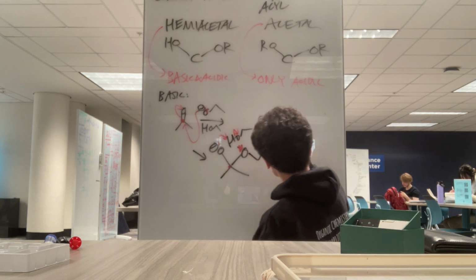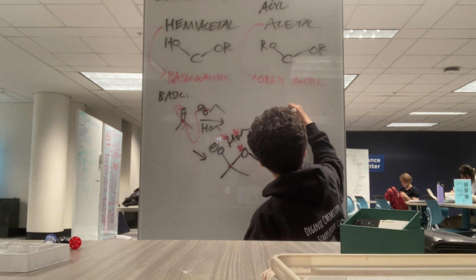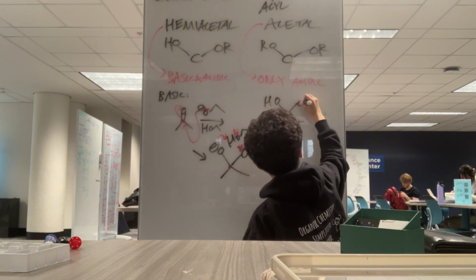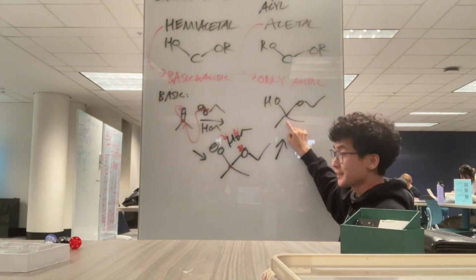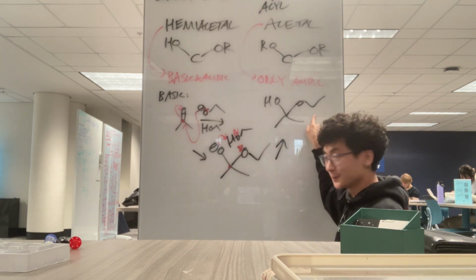And that's going to give us this structure here, which we see is a hemiacetal, right? Because this carbon here is attached to one OH group and one OR group.